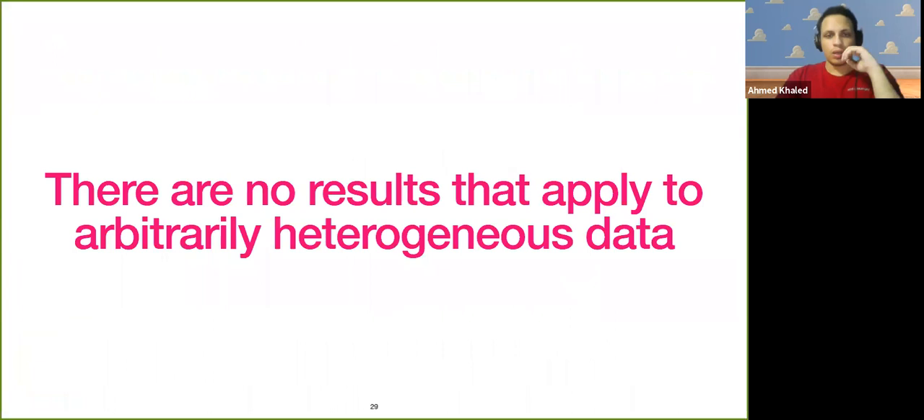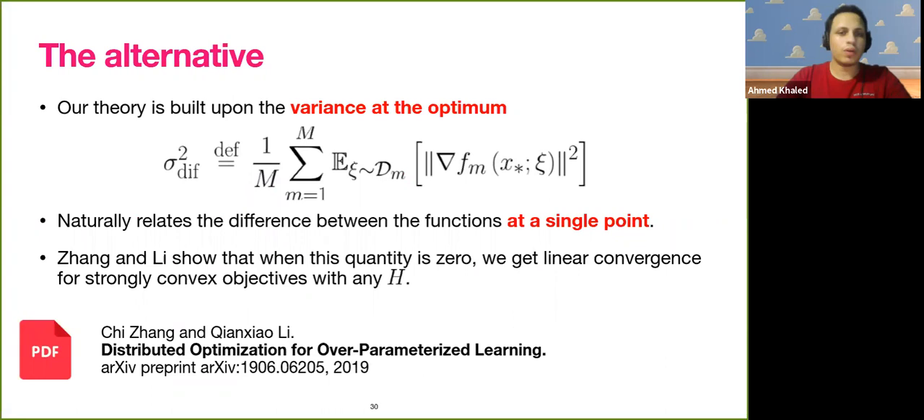So the main point here is that in prior work, there are no results that apply to arbitrarily heterogeneous data, and that we might have many conditions that are a bit too strong. So now we give our alternative, which is we build our theory on the following quantity, which we call sigma diff, or the variance at the optimum.